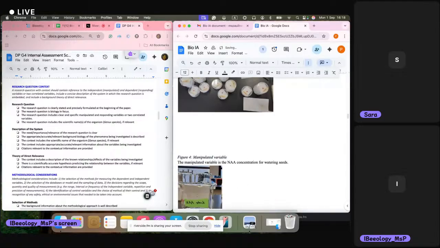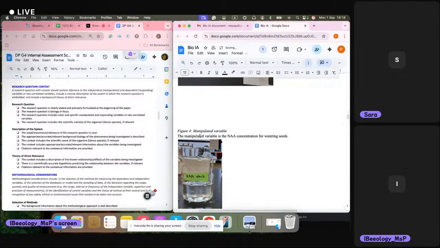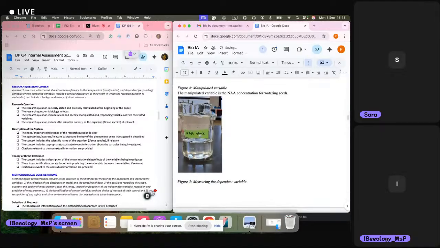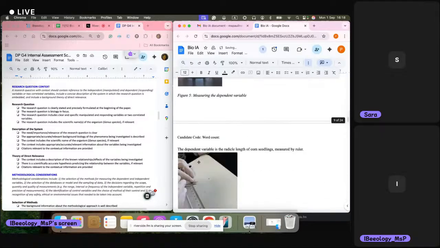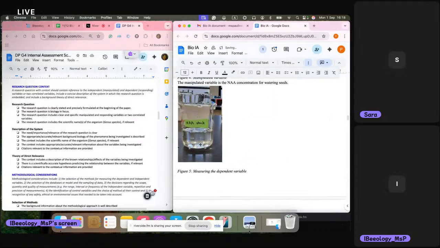Next, manipulated variable. NaOH watering. Okay, so this is your NaOH stock. Wait a second. You should have 5 of these, right? Yeah, I didn't have a lot of photos back then. They're stored in the lab, so I was planning, if I had time, to take it out and take a photo.